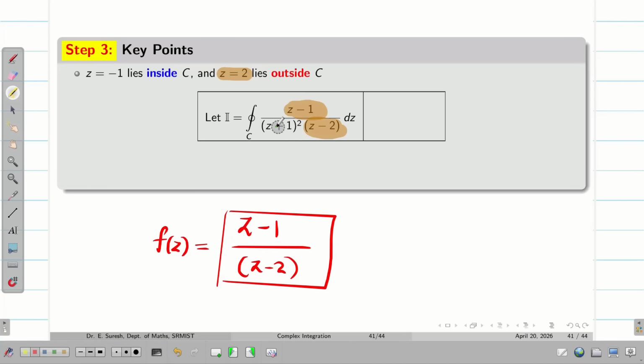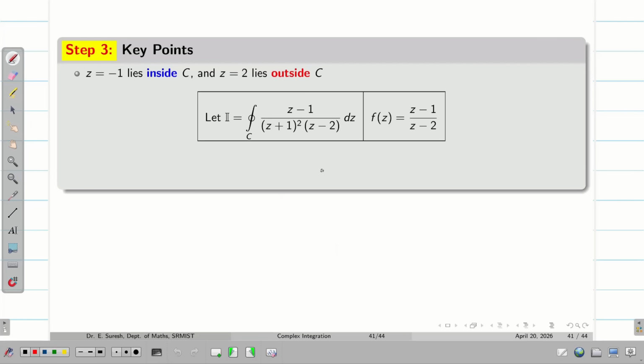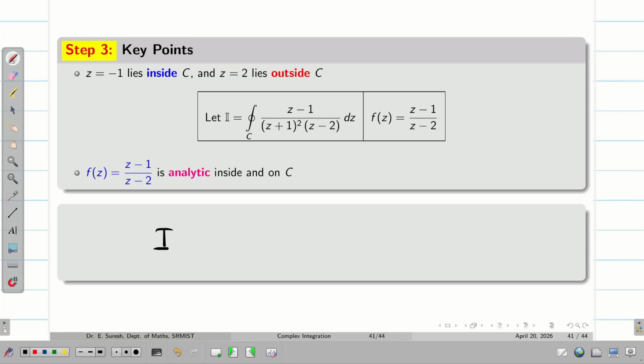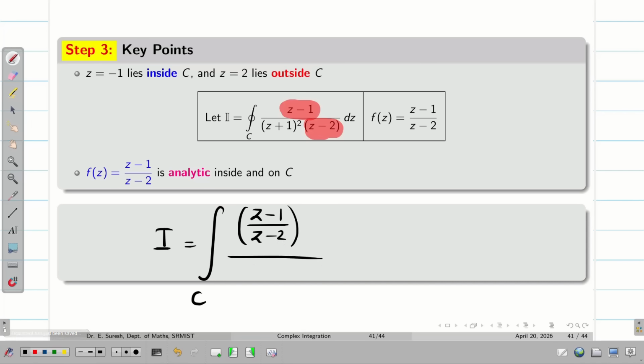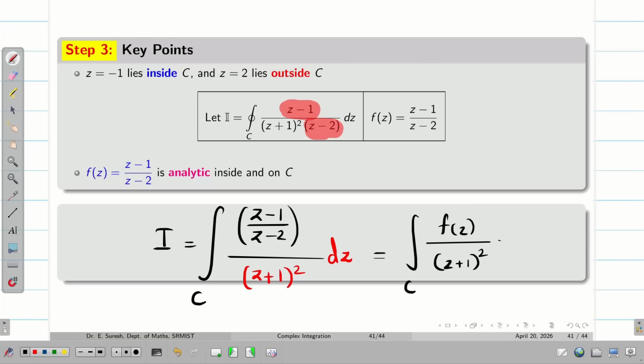And we cannot take z plus 1 whole square because z equal to minus 1 lies inside C. So when I substitute, it is undefined. Therefore, my f of z is z minus 1 by z minus 2 and it is very obvious it is analytic inside and on C. Next we can rewrite capital I. Since z minus 1 divided by z minus 2 is analytic, we assume this as my f of z. We take this to the numerator. We get z minus 1 by z minus 2. In the denominator, we have z plus 1 whole square dz. So we can rewrite this as integral over C f of z divided by z plus 1 whole square dz.